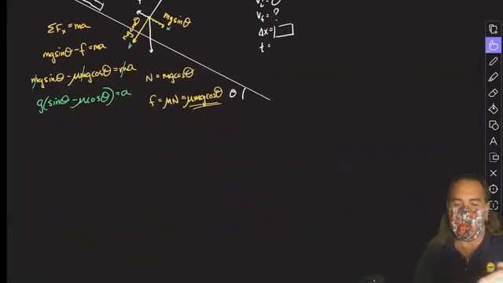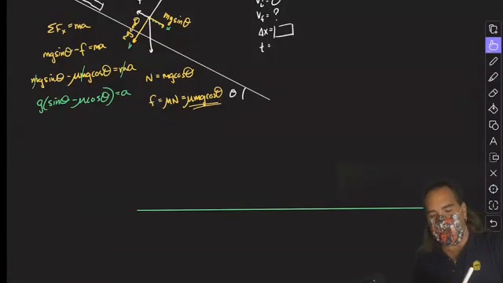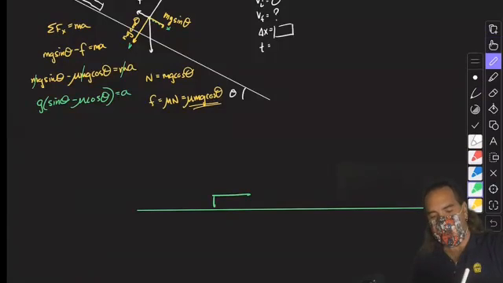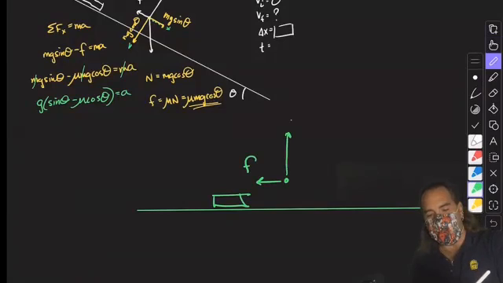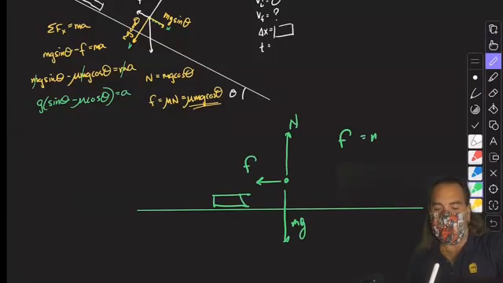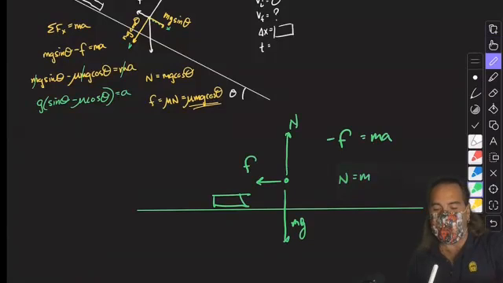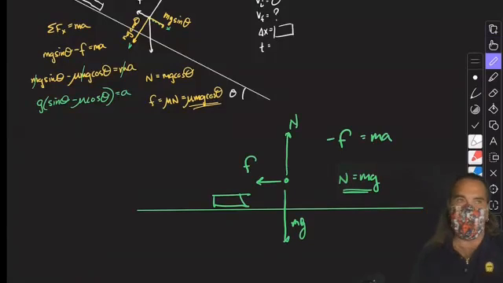For those of you who need it, part B, the sled is here. Friction is this way. Normal is this way. Weight is this way. It's not on the ramp anymore. So friction is just going to equal ma, and it's negative still. And normal equals mg. So the frictional force got bigger because it's not on the ramp.